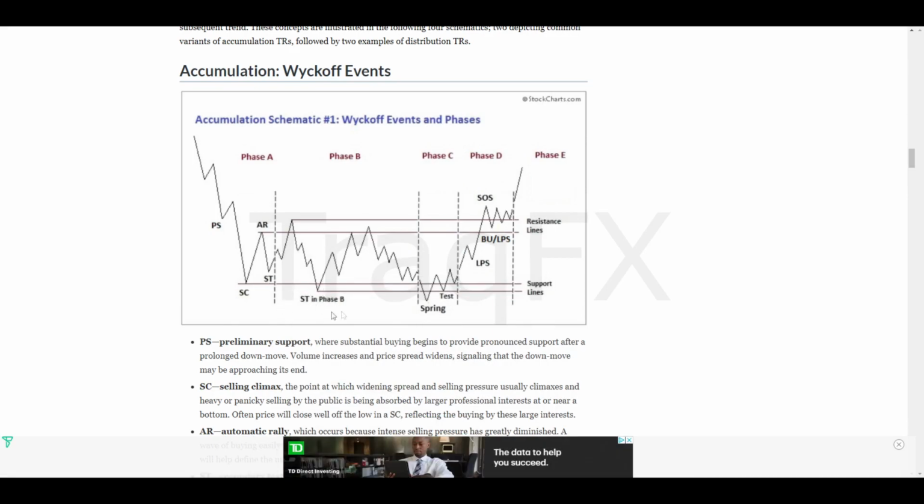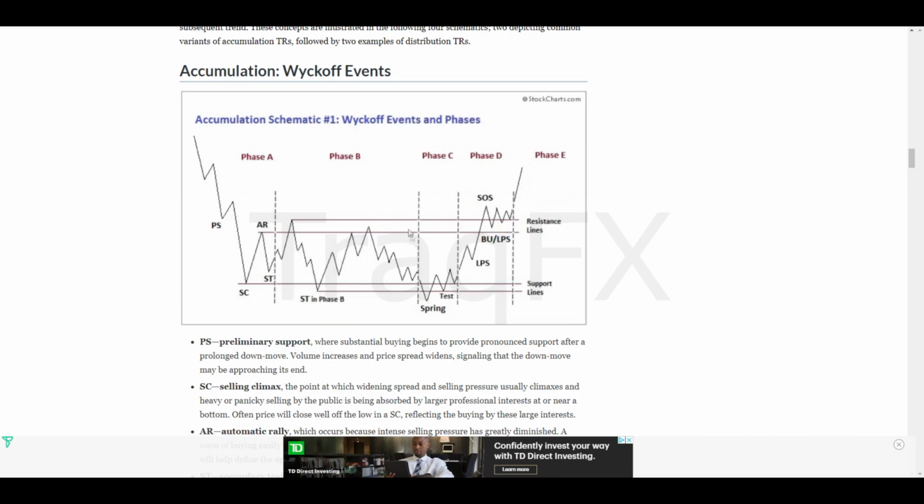And then we have that secondary test in phase B. Now this is where things can get confusing. So we have the STB, but that doesn't mean that there's only going to be one. Sometimes you're going to see multiple secondary tests in phase B before you see a spring. So I'll get into that later. So we have that secondary test in phase B, clearing out all that money below.